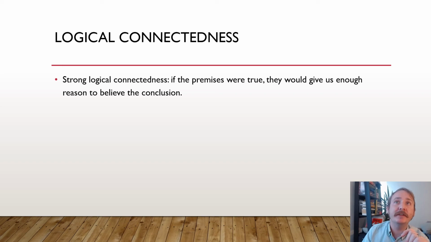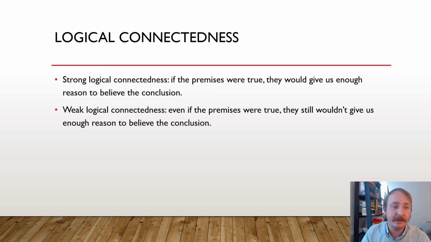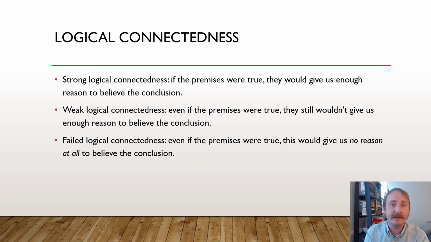But if the premises had been true, the degree of logical connectedness means that we should have believed the conclusion. Compare this with weak logical connectedness, which is where even if the premises were true, they wouldn't give us enough reason to believe the conclusion. This is where the premises just don't support or aren't connected enough to the conclusion to give us good reason to believe it, right?